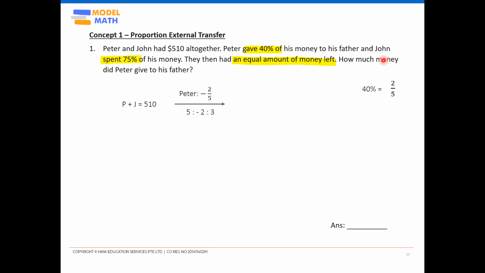Now, moving on to John. Okay, so for John, we're going to draw another arrow. No point squeezing it here. Draw another arrow to show the change for John. Same for 75%, simplified to a fraction, which will be 3/4. So John spends away 3/4.